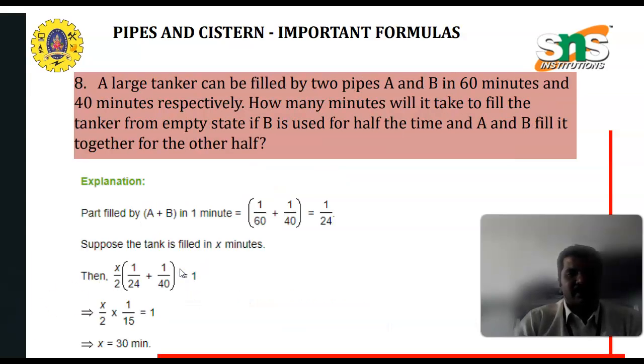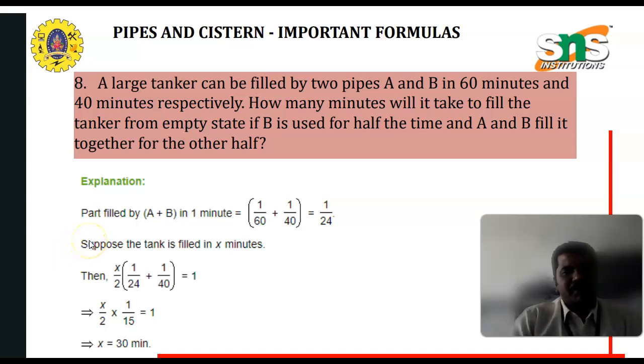Next is the 8th one. Here a large tanker can be filled by two pipes A and B in 60 minutes and 40 minutes respectively. How many minutes will it take to fill the tanker from the empty state if B is used for half the time, and A and B fill it together for the other half?